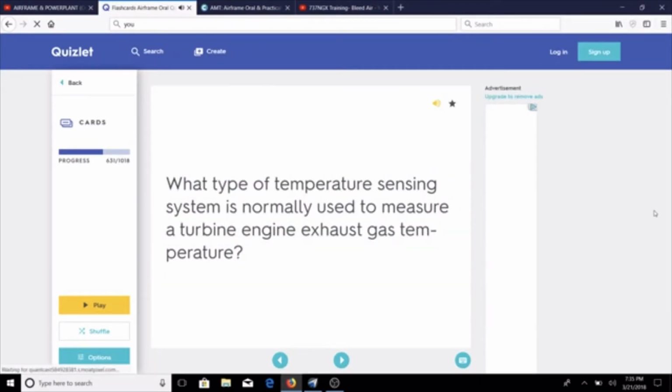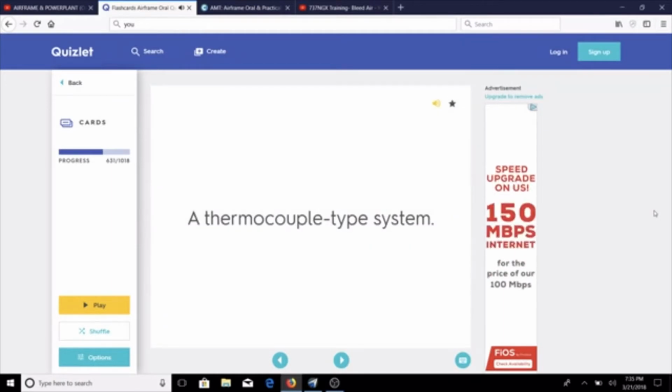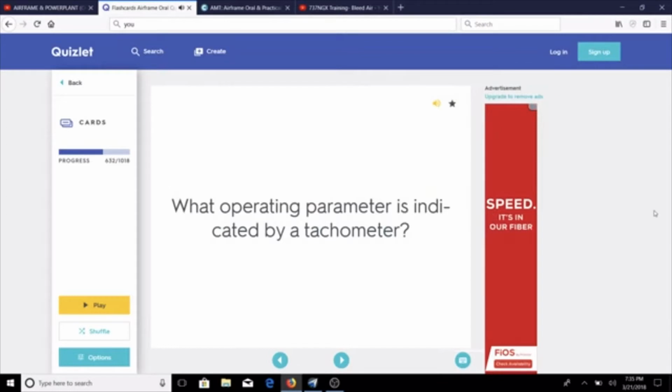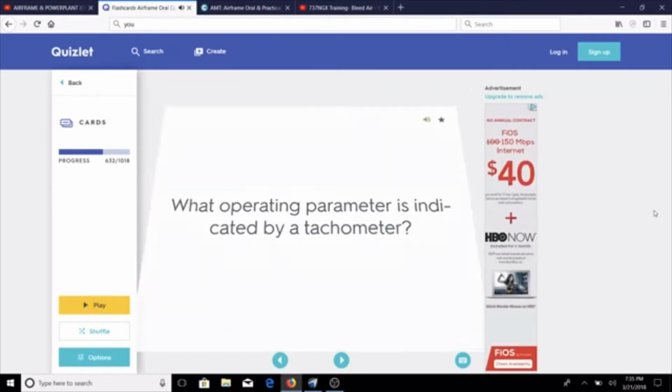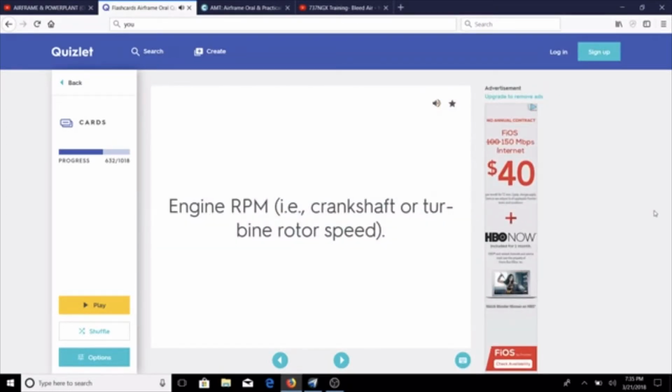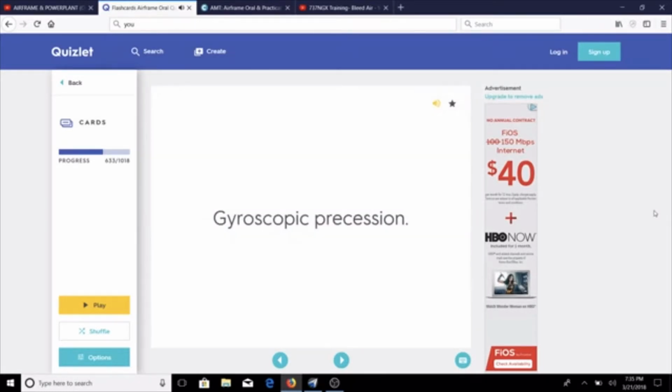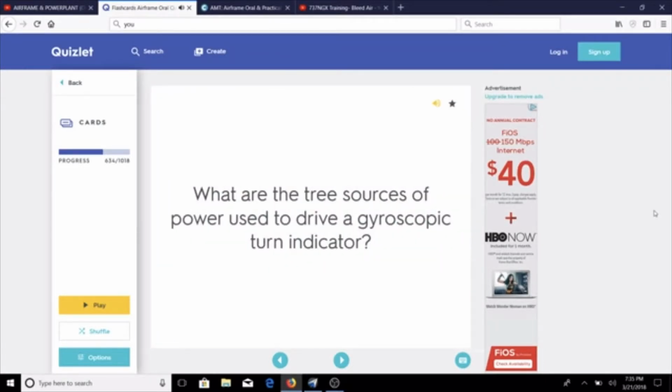What type of temperature sensing system is normally used to measure a turbine engine exhaust gas temperature? A thermocouple type system. What operating parameter is indicated by a tachometer? Engine RPM. What is the name of the effect that causes a gyro to respond to an upward force at a point 90 degrees further in the direction of rotation? Gyroscopic precession.